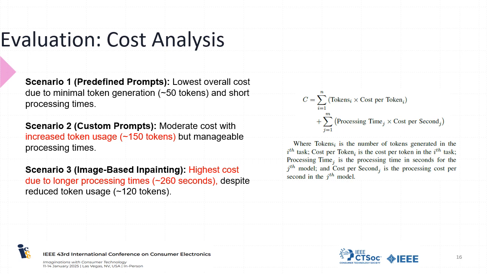From an estimate of the cost based on the token and the processing time, we can clearly observe here that scenario 1 had the lowest processing cost. However, for scenario 3, the cost increased moderately, and in this scenario we had higher token usage, which needs to be improved and is one of the limitations of this research work.